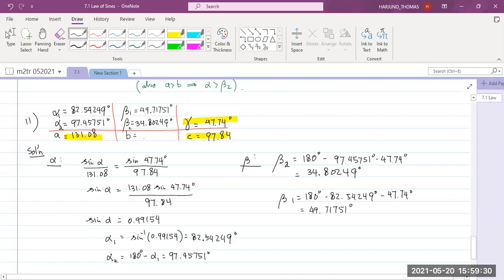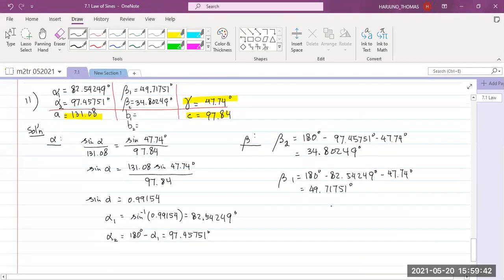Now later on, when we find our side B, you will have B1 and B2. Okay, you will have B1 and B2. So let's do that. Side B. So sine B, let's call it sine B1 over B1 equals sine gamma over C.